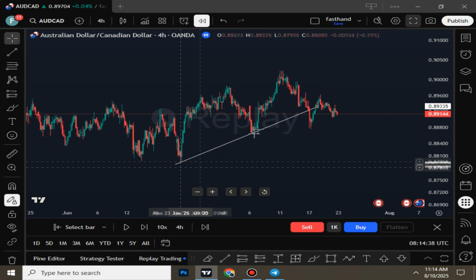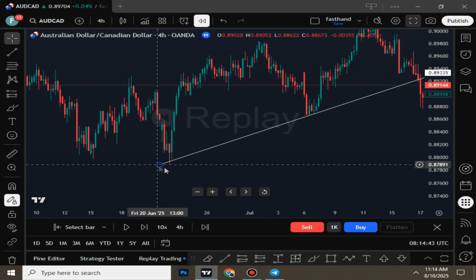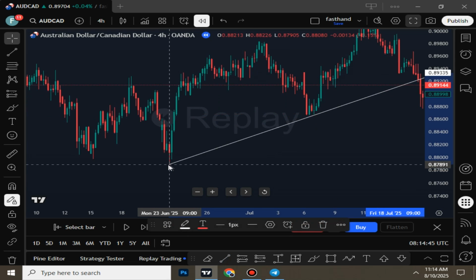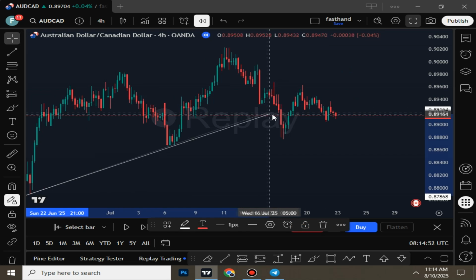So we had our first touch, second touch, and yes, remember to zoom all the way in to make sure you catered for everything right there. Make sure you cater for those wicks, not just the body, something like this, right?